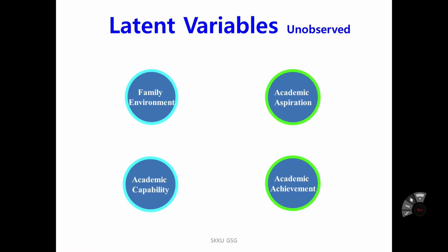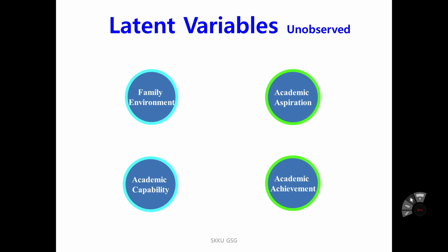Okay, all latent variables are going to be represented inside ovals. So if we take a look at the picture now, we are thinking of 4 unobserved variables, latent variables. They are family environment and academic capability in the exogenous part, and academic aspiration and academic achievement in the endogenous part.